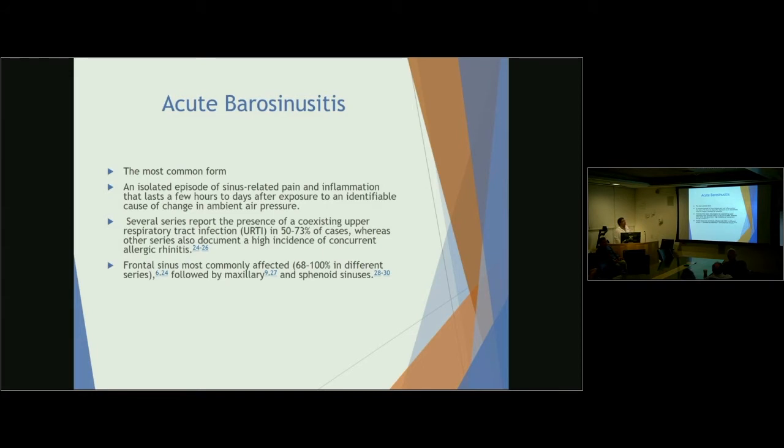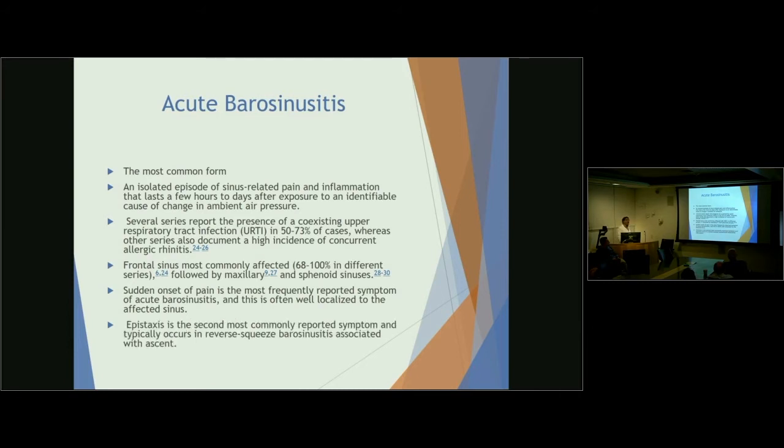Literature basically shows that the frontal sinus is the most commonly affected one, with a report of 68 to 80% in different series, followed by the maxillary and sphenoid sinuses for acute barosinusitis. The most common symptom these patients present with is a sudden onset of pain, and it's often very localized to the affected sinuses. They come in and tell you, oh, I have this forehead pressure after I flew last night, and it's just really, really bothersome.